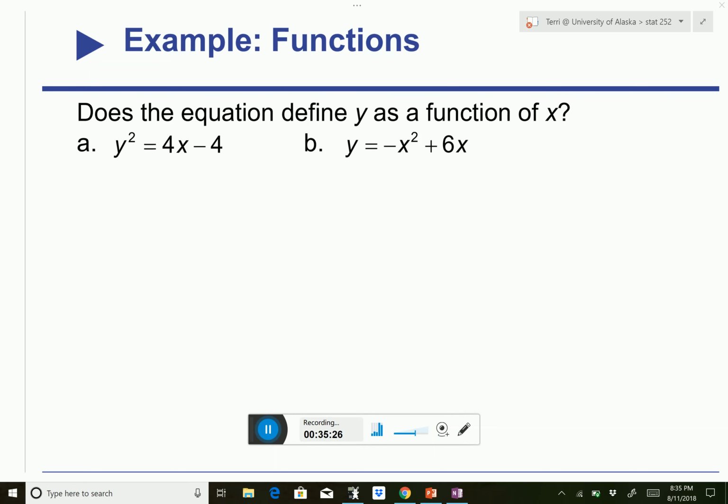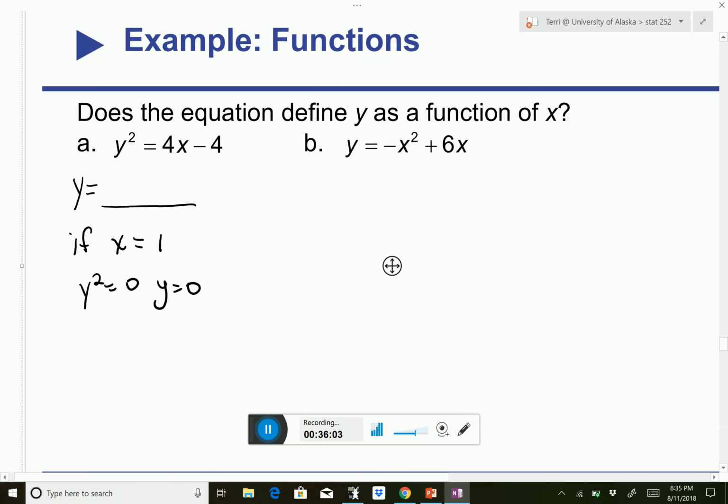So we were talking about whether something was a function or not. Let's decide if we can actually write this as y equals, and it just be one answer. Well, let's think about this for a second. If x equals, let's say, 1, let's put 1 in this and see what would happen. If x were 1, well, this would be y squared equals 0. So y would equal 0. Okay, that's one answer, right?